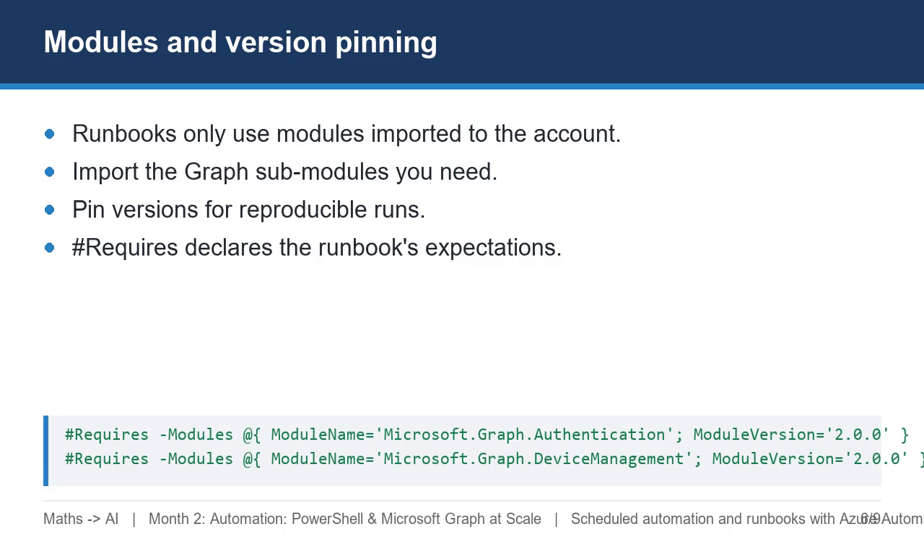A runbook can only use modules that have been imported into the automation account. Import the Graph sub-modules you need, and crucially, pin their versions. Why pin? Because an unattended job that always grabs latest can break silently at 2 in the morning when a new module version changes behavior. Pinning gives reproducible runs. Requires lines at the top of your runbook declare exactly which module versions it expects, documenting the contract right in the code.